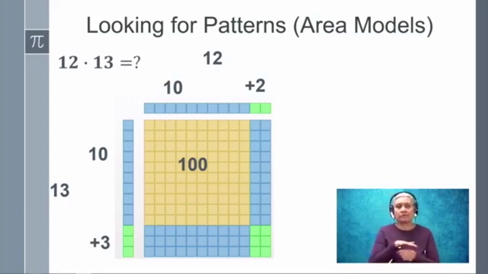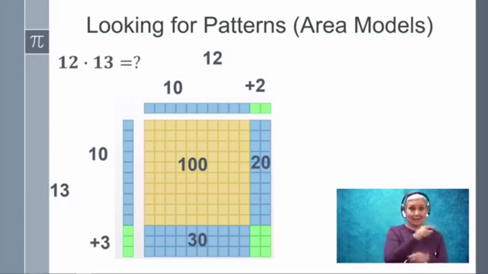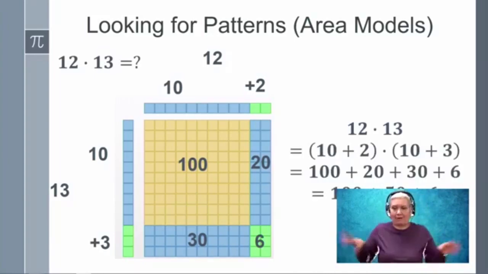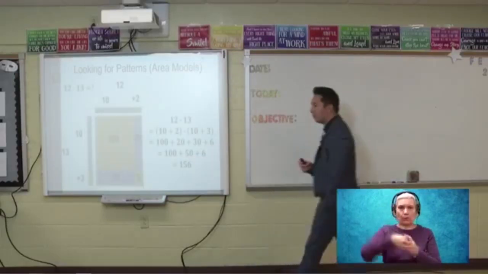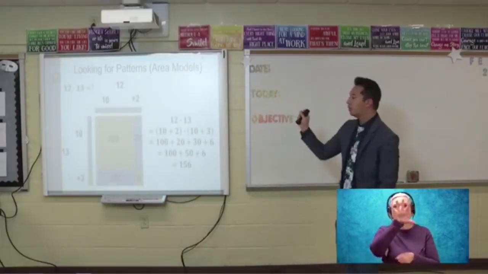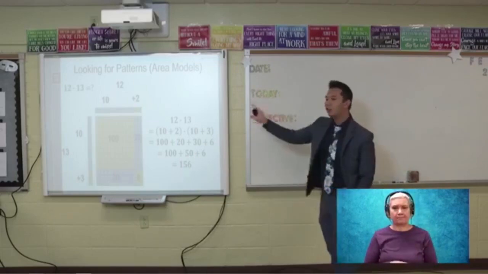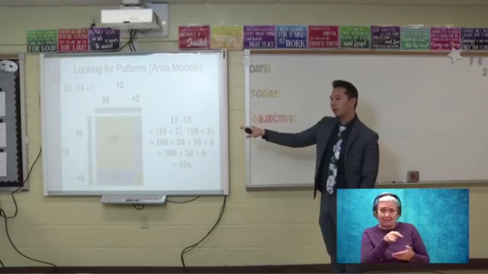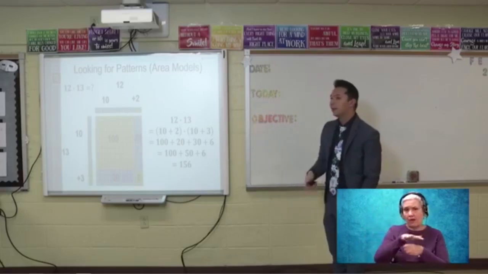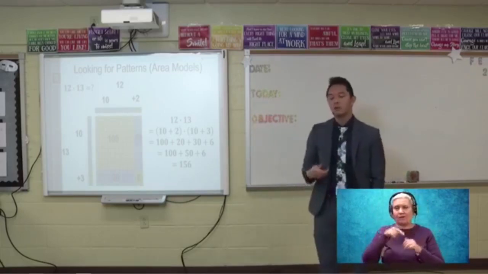10 times 10 gives us an area of 100. 10 times 2 gives us an area of 20. 3 times 10 and then 3 times 2. And when I add all of that together, I end up with this area that is 156. Okay, so that's just the product of two-digit numbers. But how can I use this technique and strategy along with the area model that allows us to make sense of that quadratic that we could not solve?